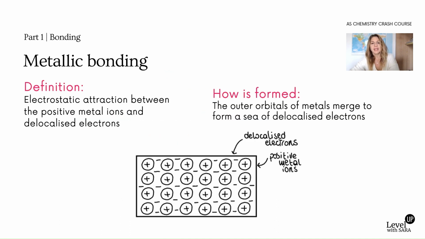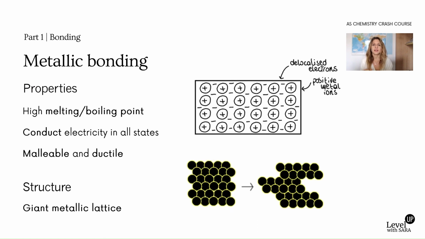Metallic bonding is an electrostatic attraction between the positive metal ions and the delocalized electrons. It's formed because the outer orbitals of metals merge to form a sea of delocalized electrons. That's why we have positive metal ions. They lose the electrons, but they lose them into this structure. That's why it's nice to think of the orbitals as merging. This is important for the properties. They have high melting and boiling points because, again, as you can see, there is a regular arrangement of many ions.